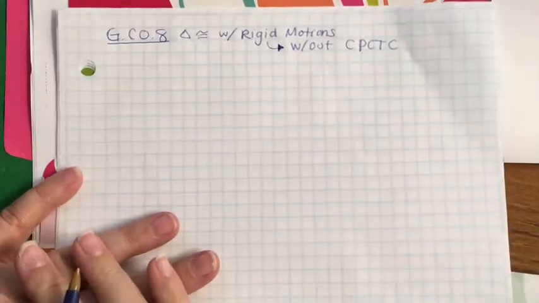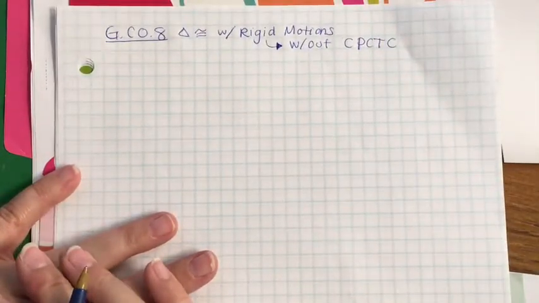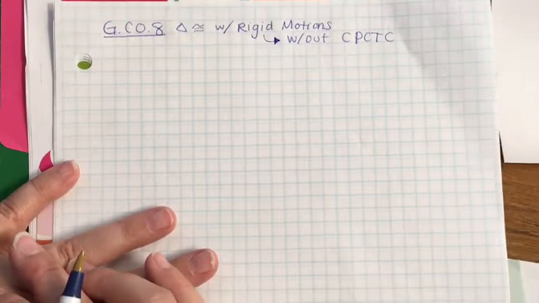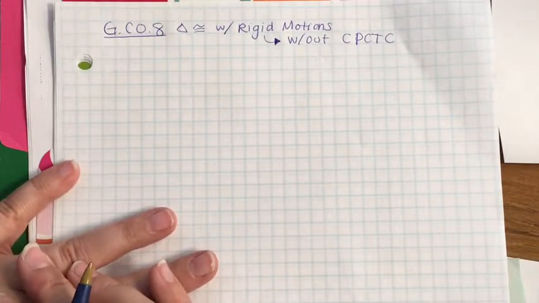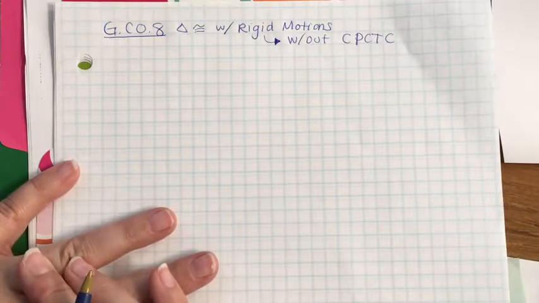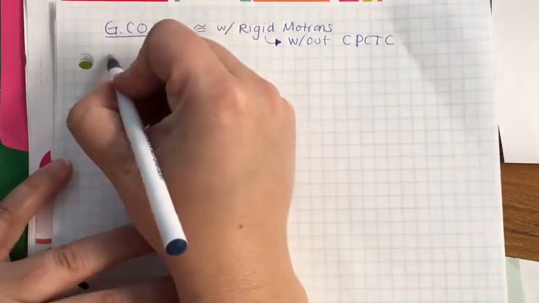CPCTC. Raise your hand if you remember at least seeing the letters CPCTC. Okay, keep your hand up if you remember what CPCTC stands for. Mason, Madden, what does it stand for? Corresponding parts of congruent triangles are congruent. Nice, okay, good. So it's basically that without the rigid motion things. And so it's specifically with these things.